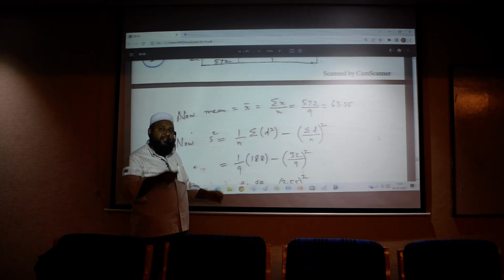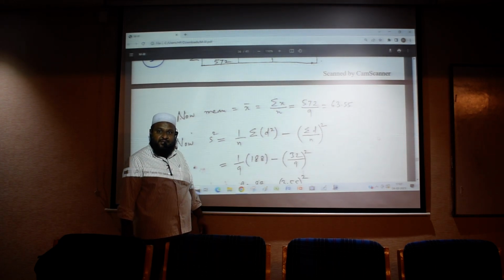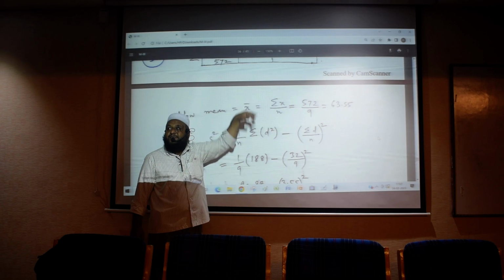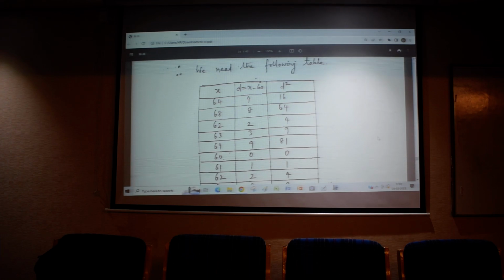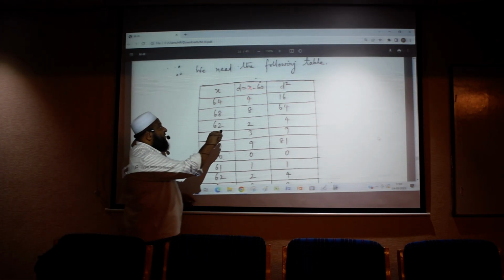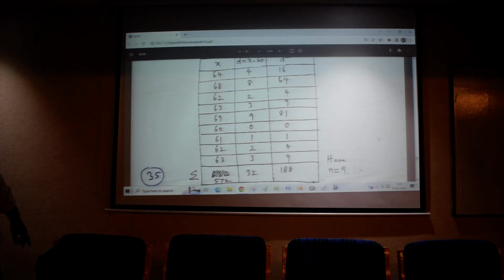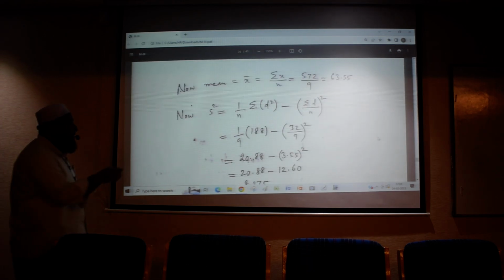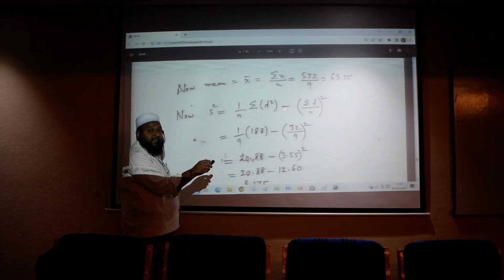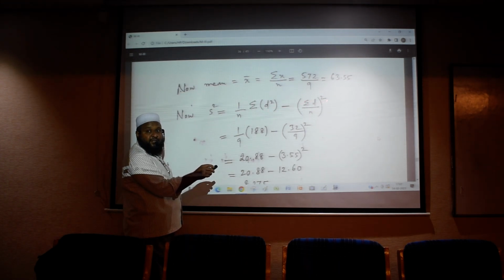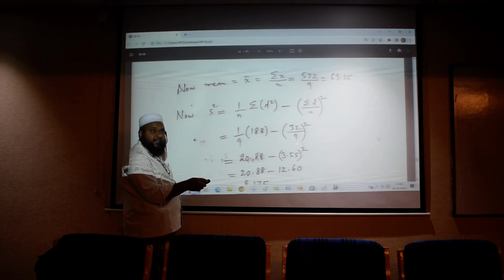Suppose I directly use x, I have not used d. Directly also you can do. With x you have to find x squares, without using d. If you use x square directly, the formula for s square, that is variance, is 1 by n into sigma x square minus sigma x by n whole square. Here we have just substituted the values; we are working with d. That's why it's like this.